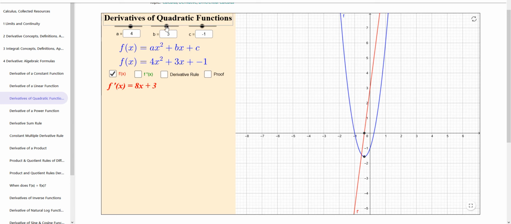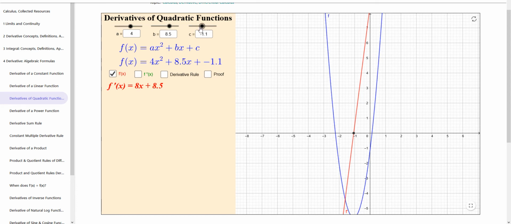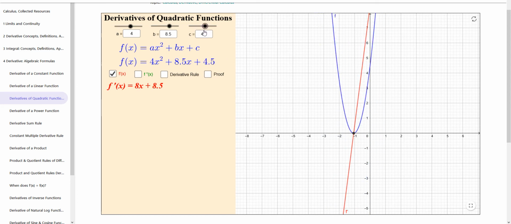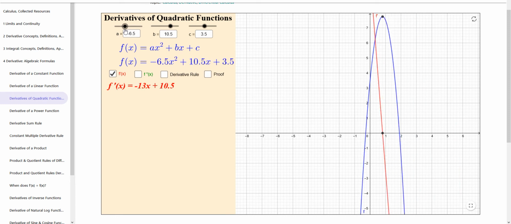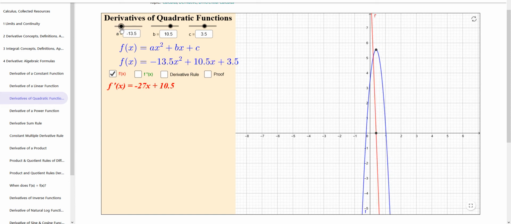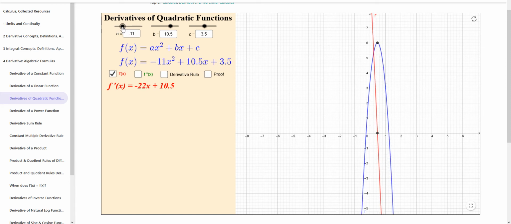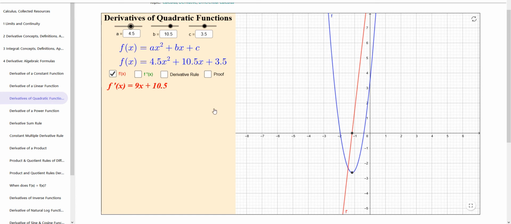Does that still work if I change some values here? So if I change some values here, notice if I change the value of c, vertical shift, that's not going to change the value of the derivative at all. But if I change a or b, that's going to change some things around. What if a is negative? Oh, well now that line has a negative slope because the derivative is decreasing and the original function is concave down. Interesting. And of course, if we look at the second derivative, that is the derivative of the derivative, we already know that that's going to be a constant function.